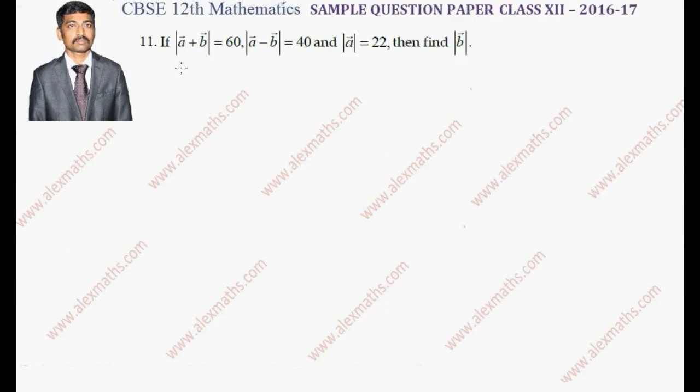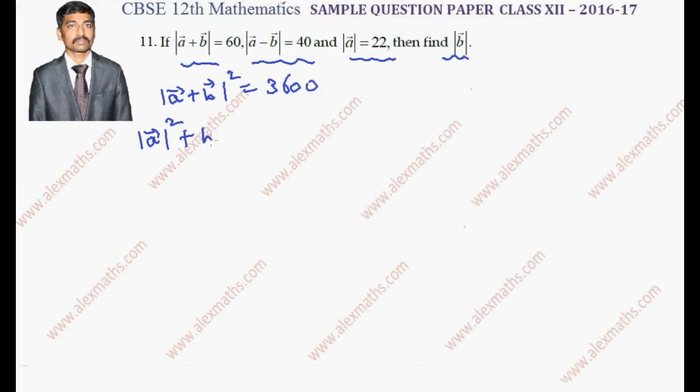If mod a plus b is equal to 60, mod a minus b is equal to 40, mod a equal to 22, find mod b. I'll take the square of the first expression, that is a vector plus b vector whole square is equal to 3600. If we expand this, it is going to be mod a square plus mod b square plus 2 a vector dot b vector equal to 3600.